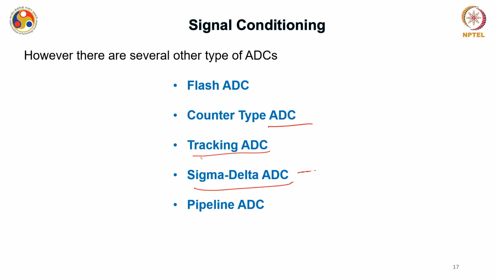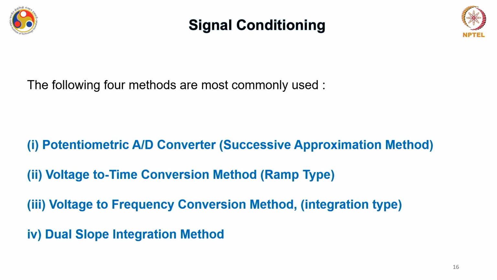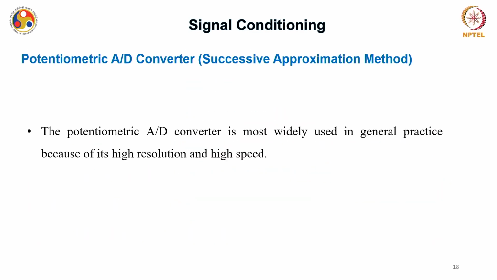A sigma delta ADC is a very popular ADC in the current market. We have a pipeline ADC, and there are some more kinds of ADCs available, but for our purpose these 4 different ADCs will serve the purpose. So in this course we are going to discuss these 4 methods of conversion of analog signal to digital signal.